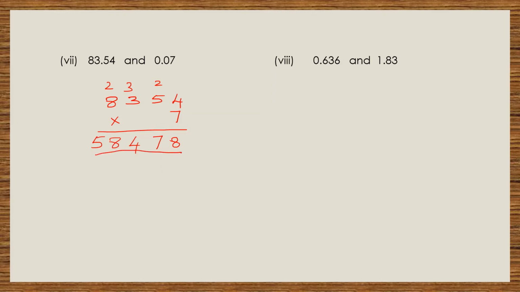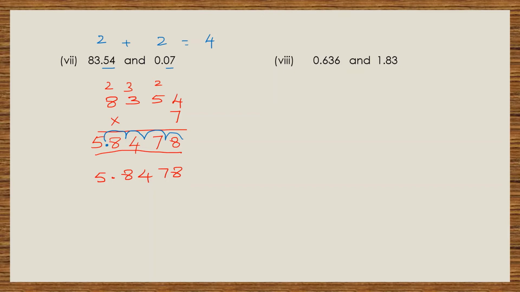Okay, so the next step is we go back to the question and count the number of decimal places. There are 2 in the first number and 2 in the second, so totally that's 4. So in our answer also we need to have 4 decimal places. 1, 2, 3, 4. So the point comes here. So what's our answer? 5.8478. So now check the answer and the question and see if we have the same number of decimal places.